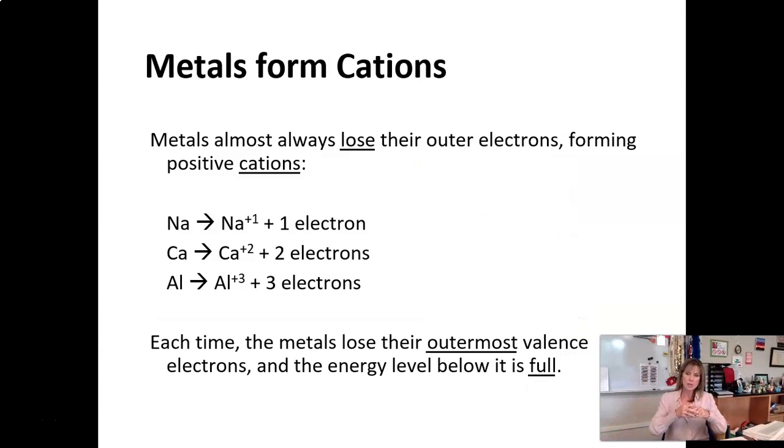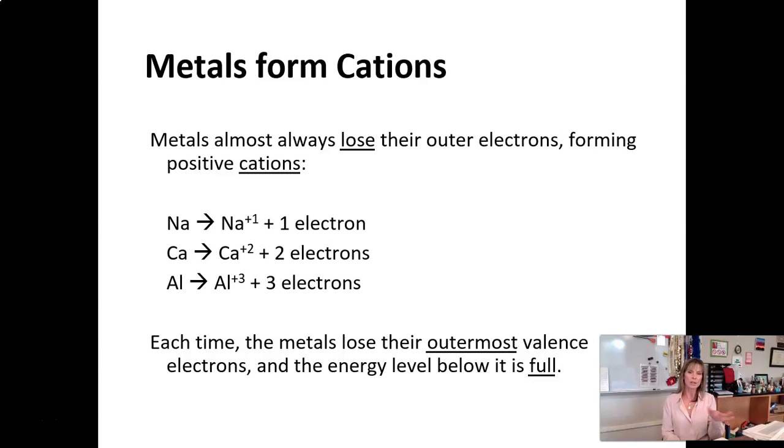All right, metals almost always lose their outer electrons, and they form those positive cations because cations are positive. Sodium will form the sodium ion with a +1 charge because it loses 1 electron. Calcium's in group 2. It has 2 valence electrons. It's going to lose 2 electrons. Aluminum is in group 13. It has 3 valence electrons. It's going to lose 3.